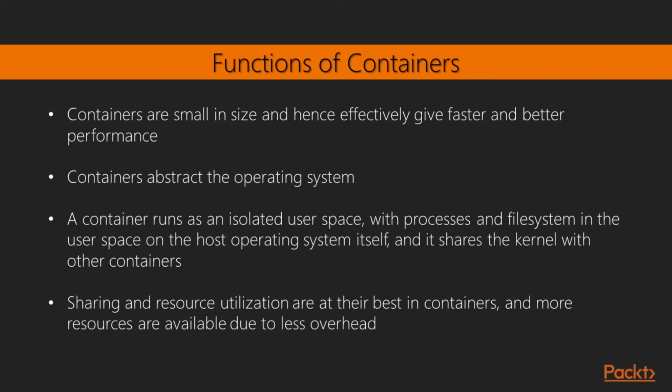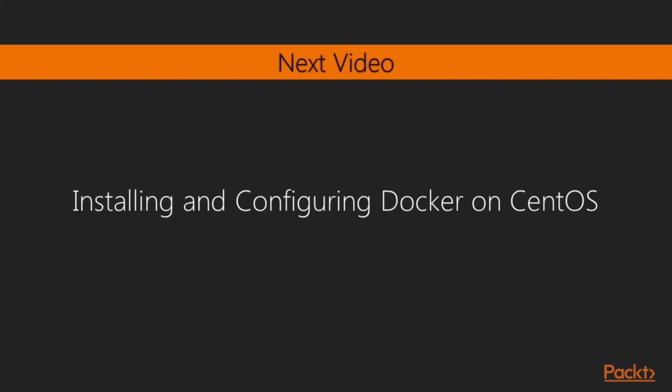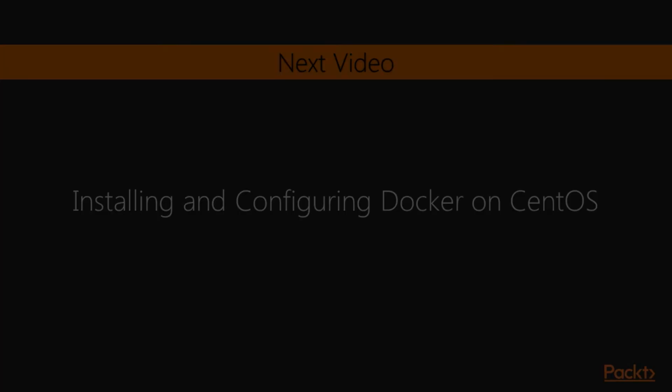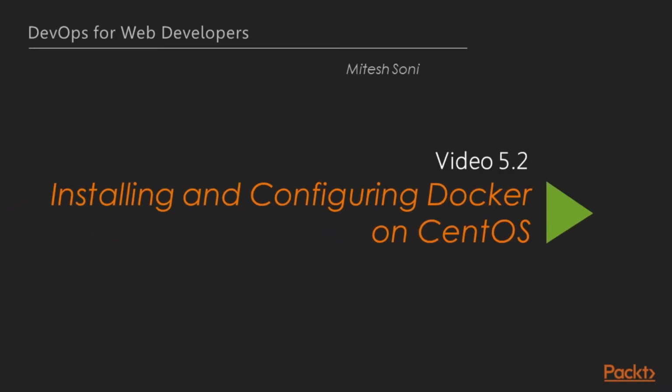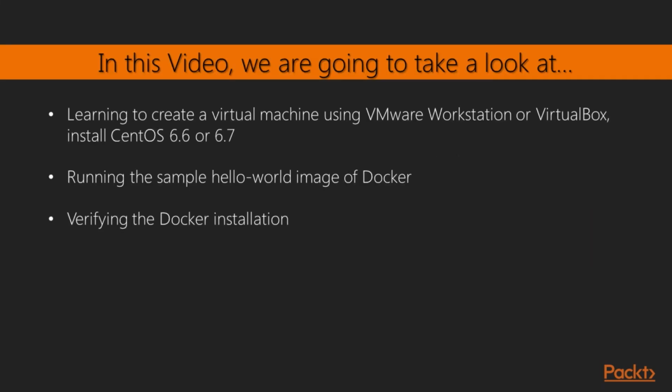Now that we know the differences between virtual machines and containers, in the next one, we'll learn how to install and configure Docker on CentOS. Hi again, and welcome to the next video of the 5th section, installing and configuring Docker on CentOS. In the previous video, we have learned the difference between virtual machines and containers. In this video, we will create a virtual machine using VMware Workstation or VirtualBox. Install CentOS 7. We will use few steps to use CentOS 7 to run Docker.